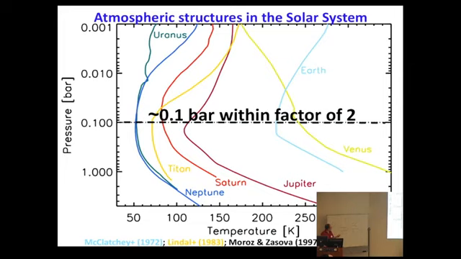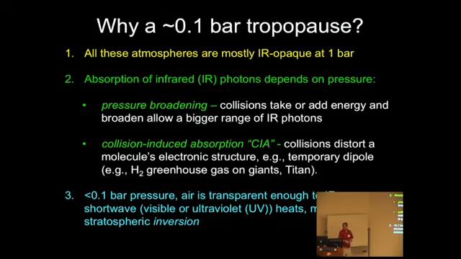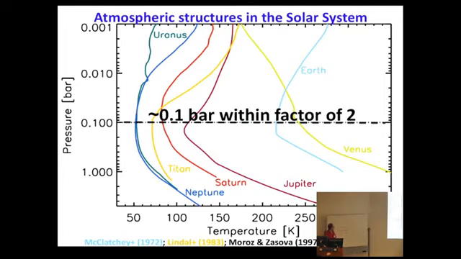Some time ago, while teaching these kind of things and putting up these kind of graphs, we noticed that there was a common, roughly within a factor of 2 or 3, 1 bar tropopause, which is this turnaround from the troposphere to the stratosphere. And the reason for that is related to radiation. Basically, all of these atmospheres are, to first order, infrared, thermal infrared opaque at depth, down at, say, 1 bar.